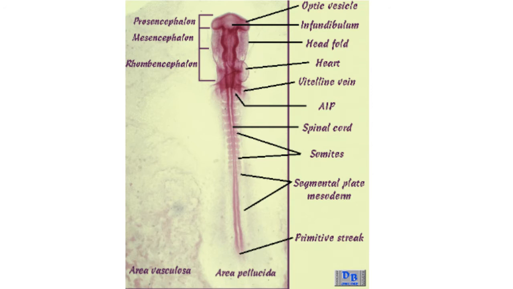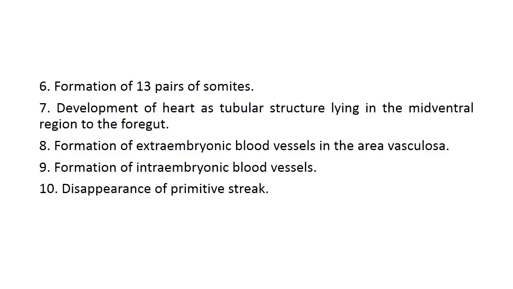spinal cord. Head is differentiated, brain is differentiated into prosencephalon, mesencephalon and rhombencephalon. The optic vesicle has started formation. Infundibulum is clearly visible. Formation of 13 pairs of somites.